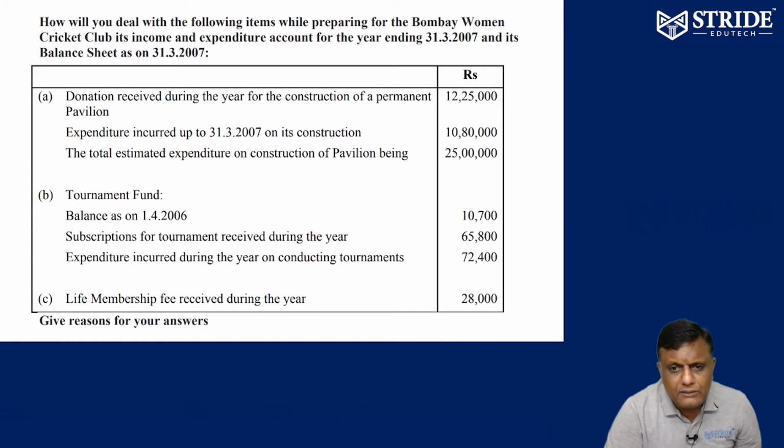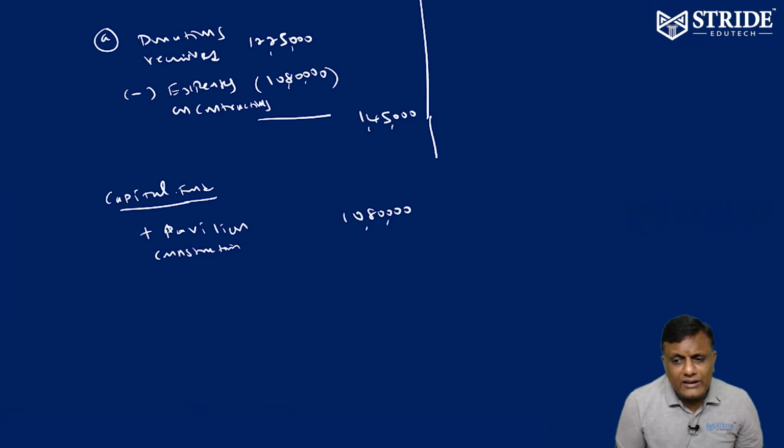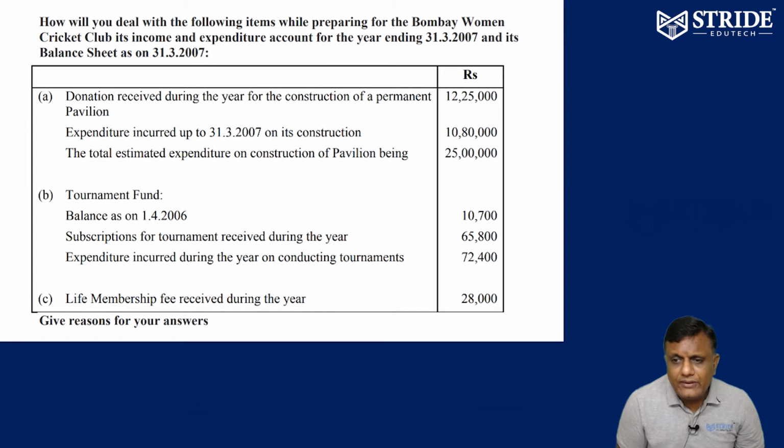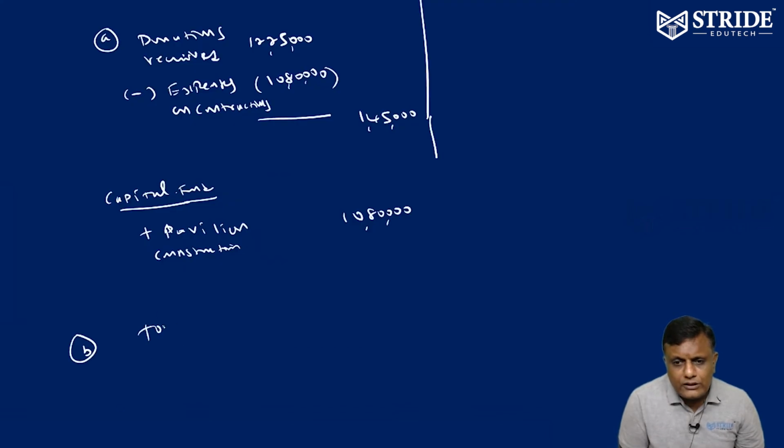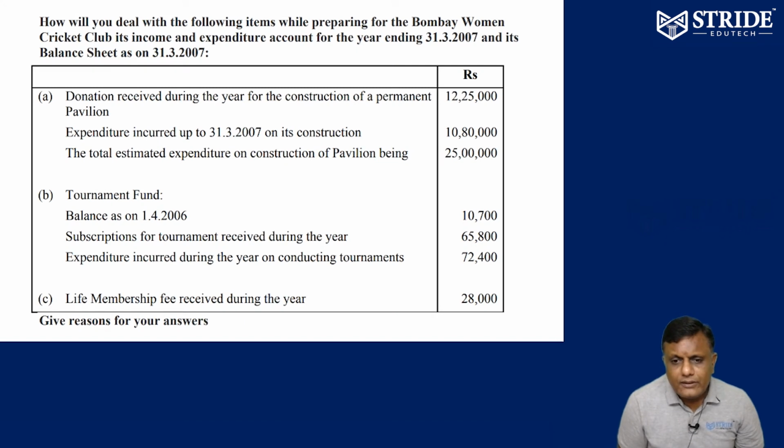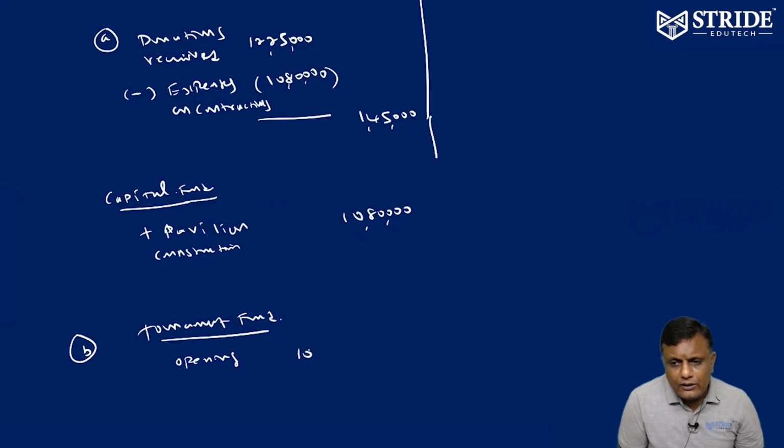Number 2, tournament fund. We are going to conduct a tournament. So pavilion is an asset; tournament is not an asset. Any money spent for tournament is to be adjusted. That's it. Next one, tournament fund. What is the opening balance? Opening in the tournament fund amount is 10,700. So 10,700 we have opening in the tournament fund.